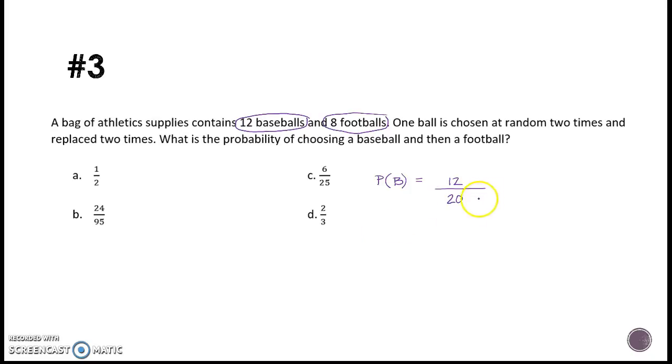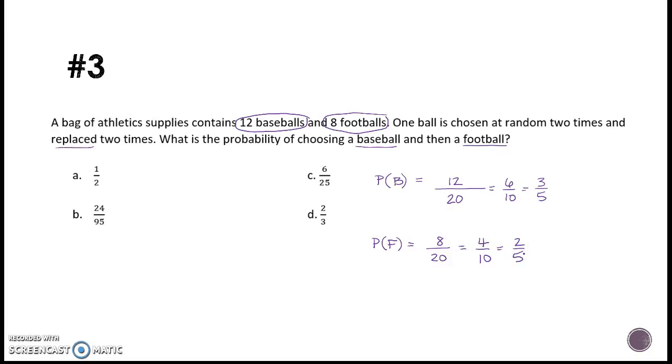And then we want to make sure we simplify, of course. So I can divide them both by 2. That's 6 over 10. Oh, can do it again. 3 over 5. But then we want the probability of football, and they replaced it. So my total does not change. So there's 8 footballs out of 20 balls. So I can simplify it down to 4 over 10. Oh, and again, 2 over 5.